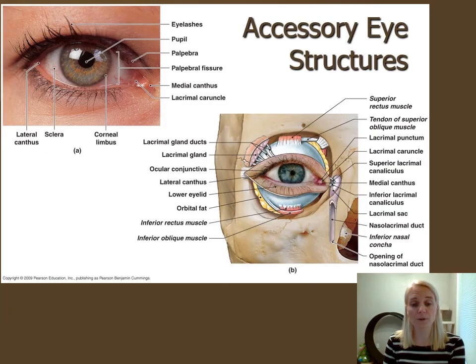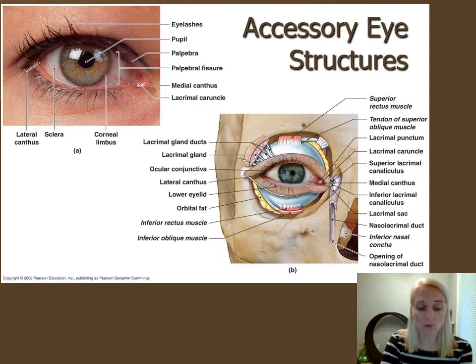All right, so first, before we jump into the eyeball itself, we're going to take a look at what we call the accessory structures. These are things that are found outside of the eyeball. We have the eyelids and what we call the lacrimal apparatus. I'm just going to go through the different pictures here with the leader lines and try to describe them and give them some explanation.